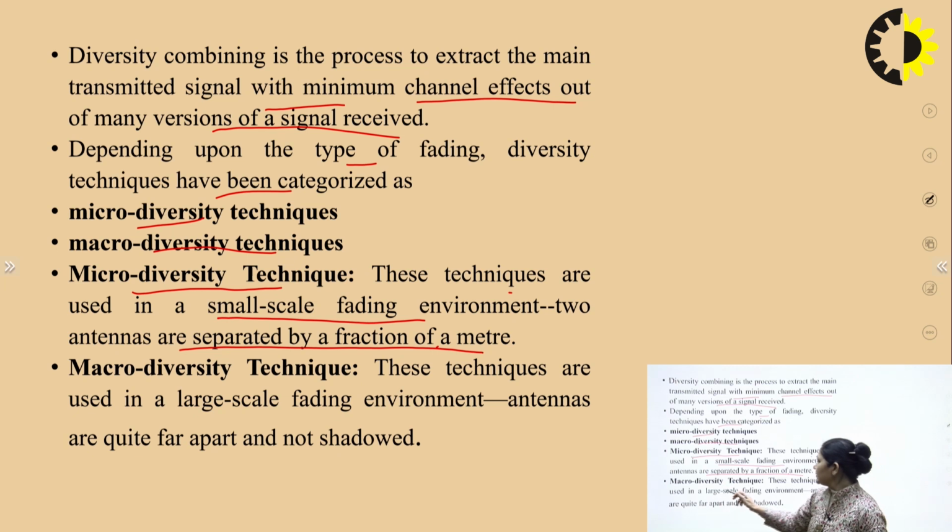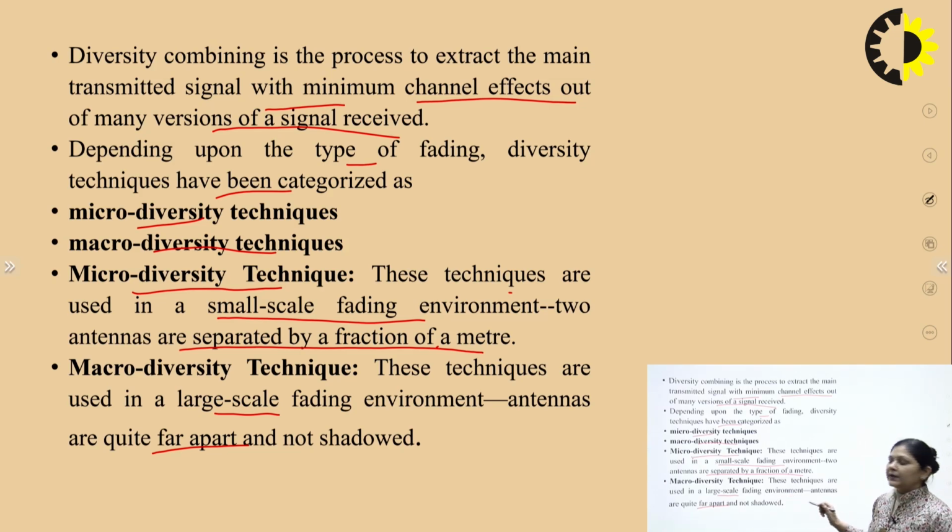Whereas macro diversity techniques are used in a large scale fading environment. Antennas are quite far apart and not shadowed. With fading, the signal level will drop, and slow fading and fast fading, as you already know, depend upon the distance. In the same way, for micro diversity, for small scale fading, the distance between the antennas will be less, whereas for macro diversity, for large scale fading, the distance between the antennas will be large.